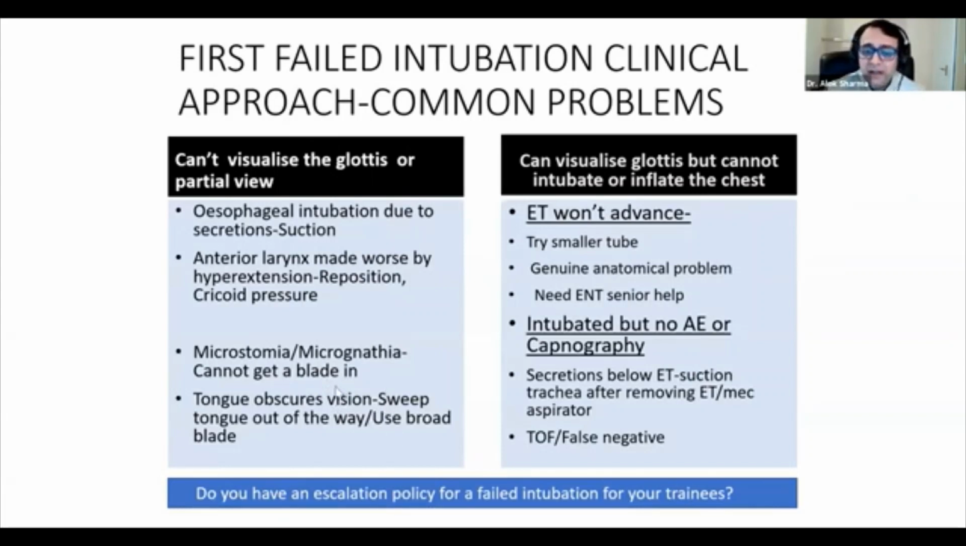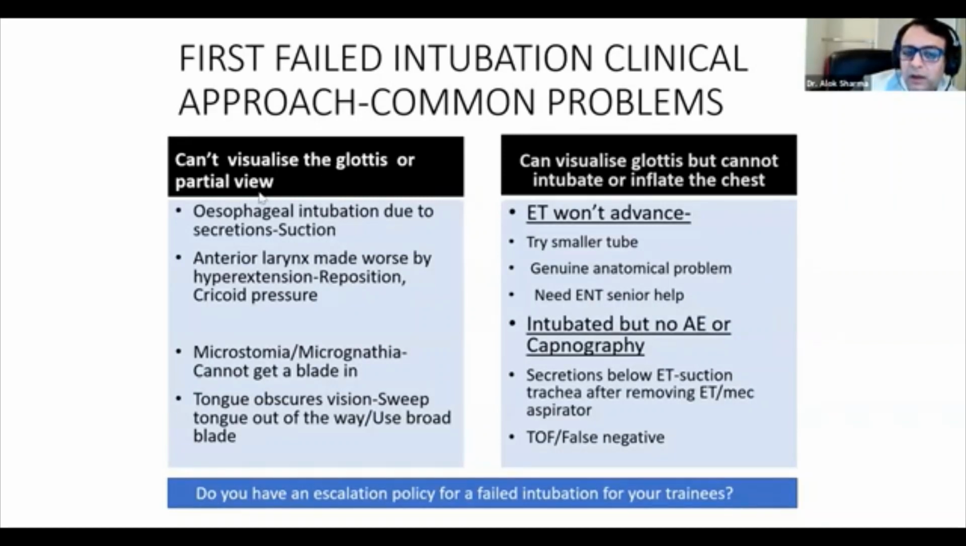Babies with Beckwith-Wiedemann have very large tongues, and sometimes straight Miller blades, which are narrow, do not allow you to effectively visualize the glottis. We'll see some videos of this when I speak about it later. But use of broad blades, and we keep one size of broad blade, a Seward blade, on our resus trolley, and I can't emphasize enough how that has bailed me out in babies with trisomy 21 and Beckwith-Wiedemann, because it allows you to sweep the tongue out of the way to give you a much better view. But the key point I'm trying to emphasize here is you either will have difficulty visualizing the glottis or a partial view.